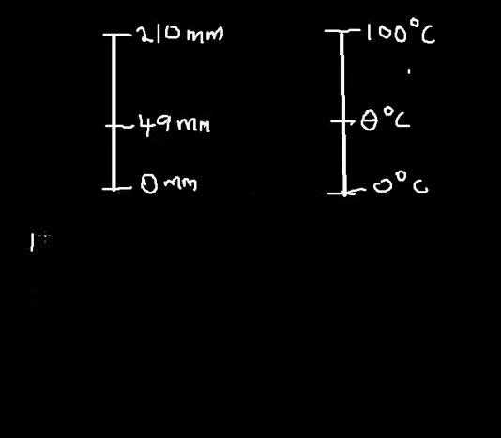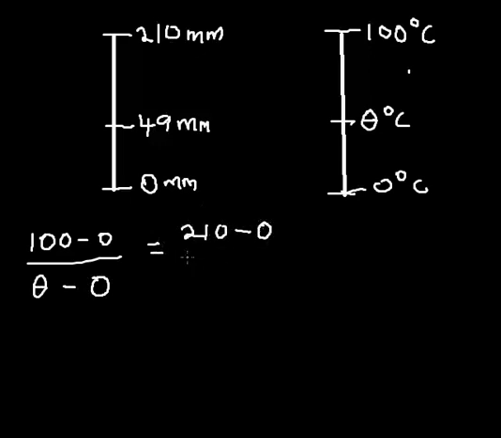I'm going to have 100 minus 0, then divided by theta minus 0. The same thing is applicable to this: 210 minus 0, then divided by 49 minus 0. Okay, 210 minus 0 is 210. Theta minus 0 is, of course, still theta.